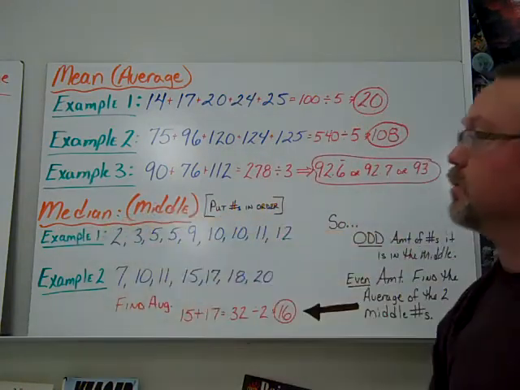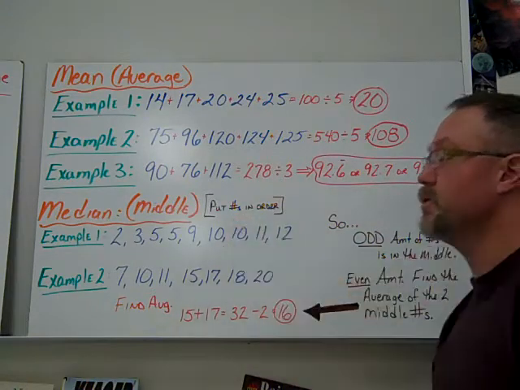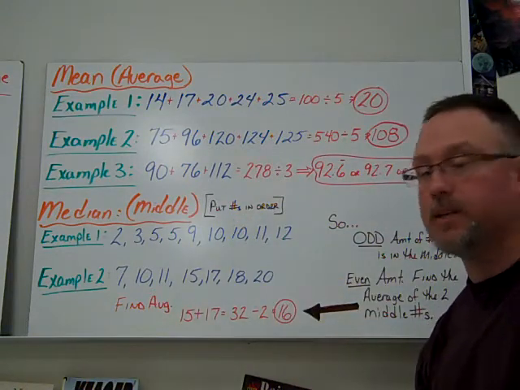Median, which is also known as the middle number. Again, you want to put your numbers in order for this. It makes it a little bit easier.